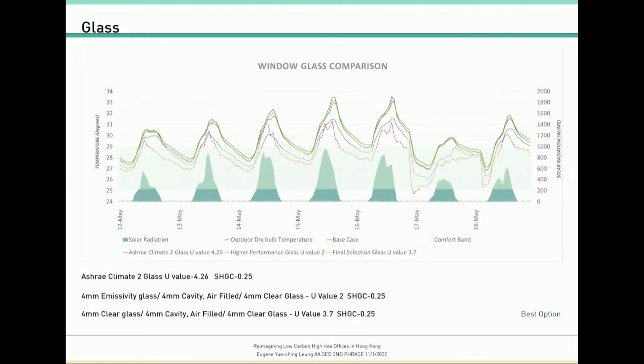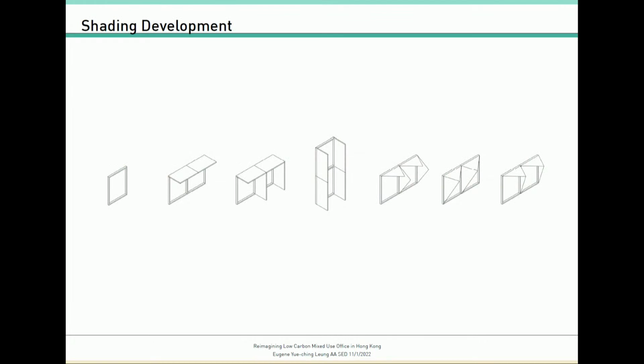And first of all, before putting on any shading device, I just wanted to see how different types of window glass operate and perform with different parameters. But what it shows here is that no matter how good the glass is, the operating temperature still exceeds the comfort band. So that's why shading devices have to be implemented.